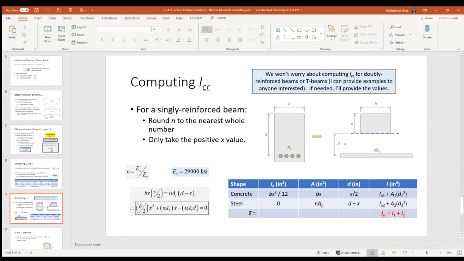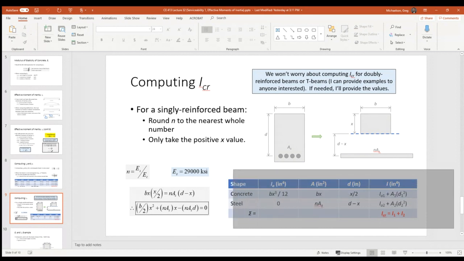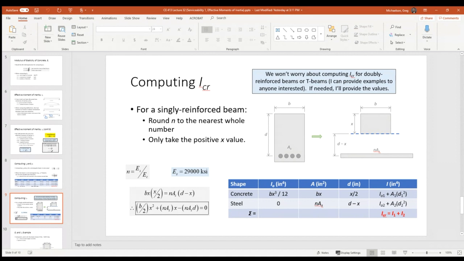Now, don't forget, ES is 29,000 KSI. Again, I'm going to burn that number into the back of everybody's head when this is all said and done. As for solving for your neutral axis, again, I just made it easy for everybody and put the formula right there. And then here's the method for computing your moment of inertia. And again, I just threw all the formulas in here for you to make it as super easy as possible. Now, all I care about is your ability to compute ICR for a singly reinforced beam.